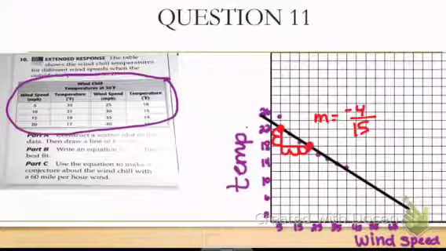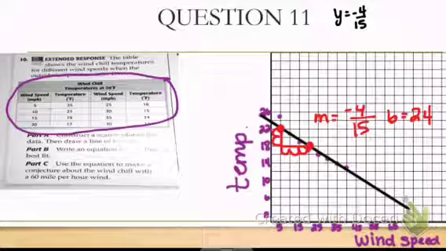And our y-intercept is where we cross the y-axis, and in this case we are crossing the y-axis at about 24. So our equation would be y equals -4/15 x plus 24.